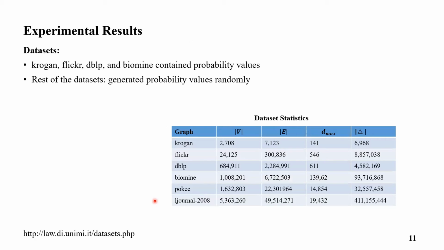Here in this slide, I show our dataset statistics. Kurgan, Flickr, DBLP, and Biomine contain probability values, but for the rest of the datasets, we generate probability values randomly.